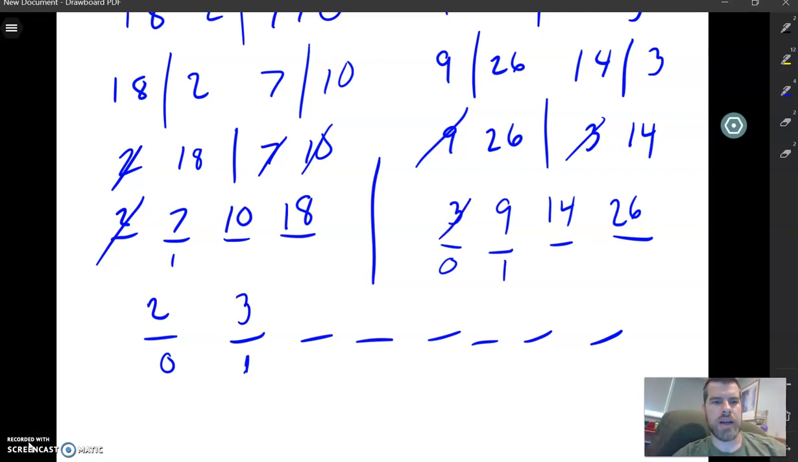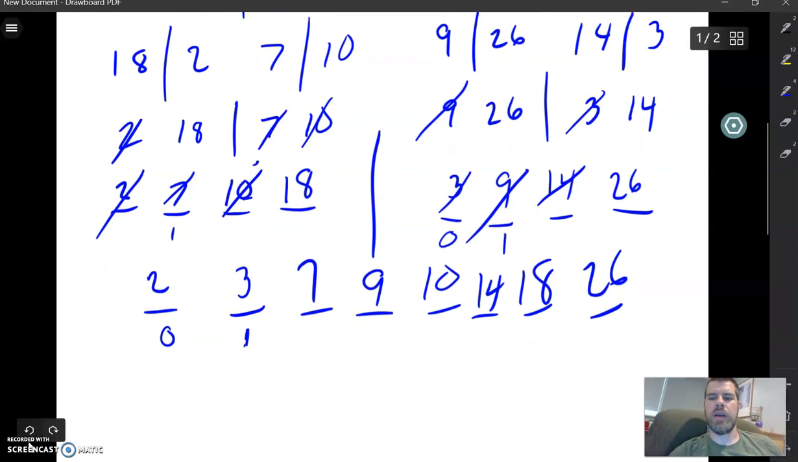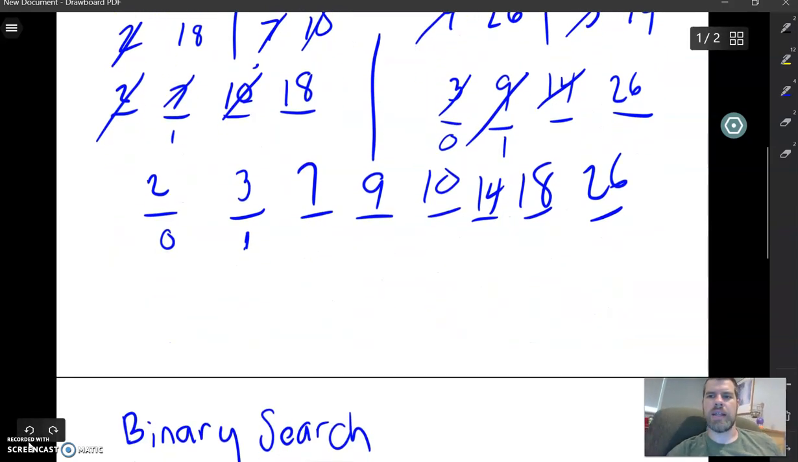The 7 versus the 9, so the 7 goes in. The 10 versus the 9, the 9 goes in. Whoops. The 10 versus the 14, the 10 goes in. The 18 versus the 14, the 14 goes in. And you can kind of see this merging pattern, right? It's not always going to alternate like it is here. That's just coincidence. Sometimes we'll have 2 or 3 in a row come from one side. It doesn't really matter. And then the 18 goes in and the 26 goes in. So that's how those get merged back together with as few comparisons as possible.